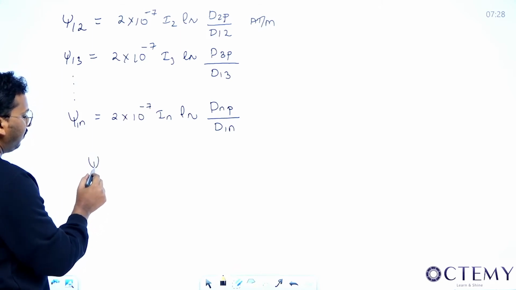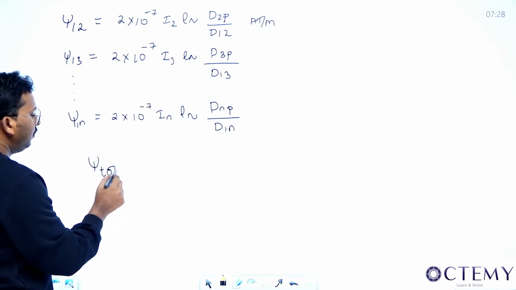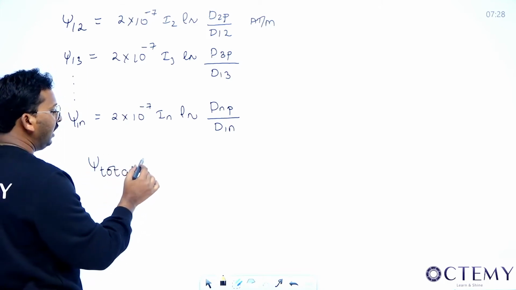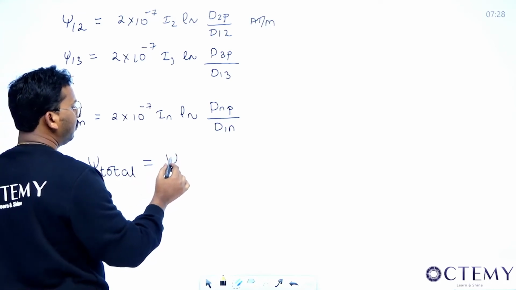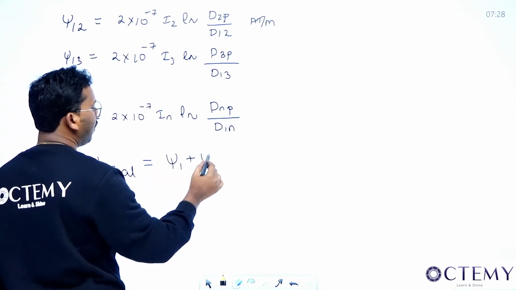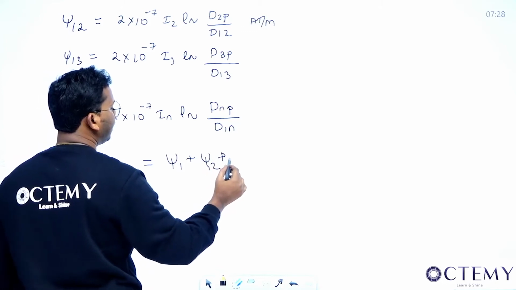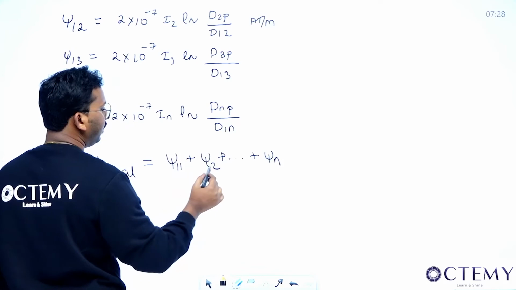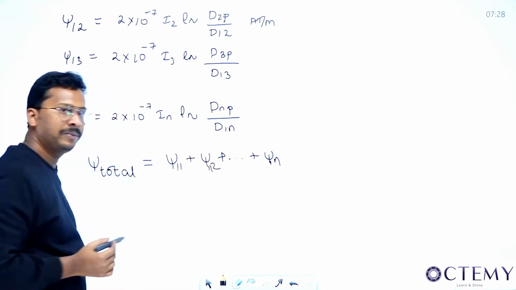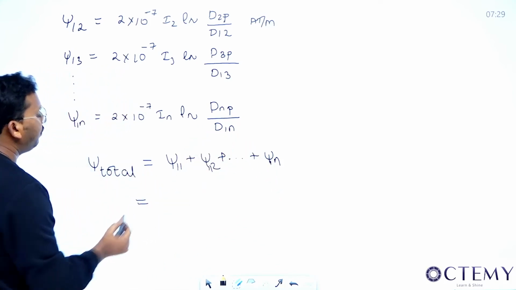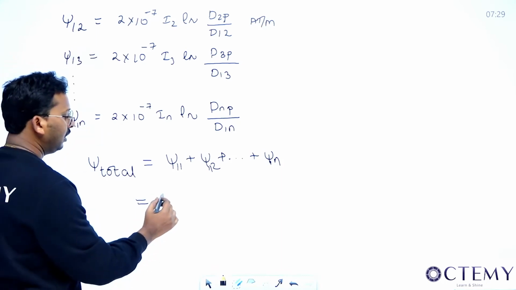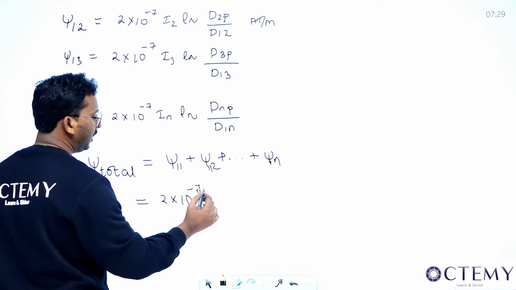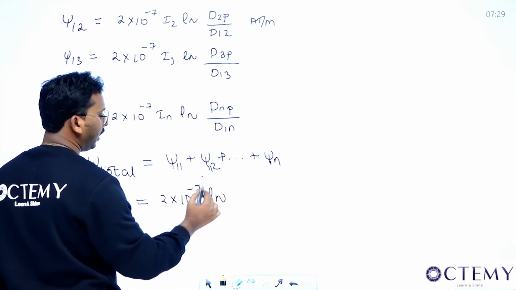If I have to find the phi total, I have to add all the flux linkages based on their sign, they will get cancelled, so I need not worry about that. So that should be equal to phi 1 plus phi 2 plus and then so on plus phi n. Phi 11, phi 12, phi 1n, right? So see sir, in all of this, if you see carefully, 2 into 10 power of minus 7 is common. So let me write that outside. 2 into 10 power of minus 7 into ln, take a bracket.